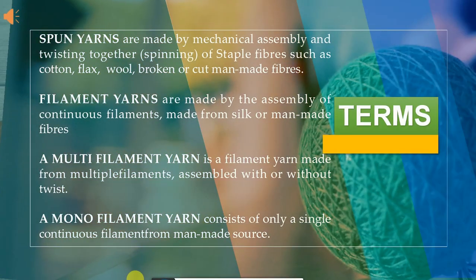Terms: spun yarns are made by mechanical assembly and twisting together, spinning, of staple fibers such as cotton, flax, wool, broken or cut man-made fibers. Filament yarns are made by the assembly of continuous filaments, made from silk or man-made fibers. A multi-filament yarn is a filament yarn made from multiple filaments, assembled with or without twist. A monofilament yarn consists of only a single continuous filament from a man-made source.